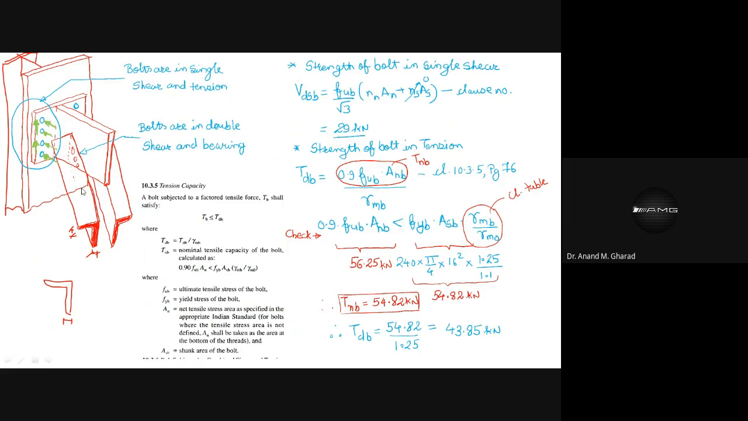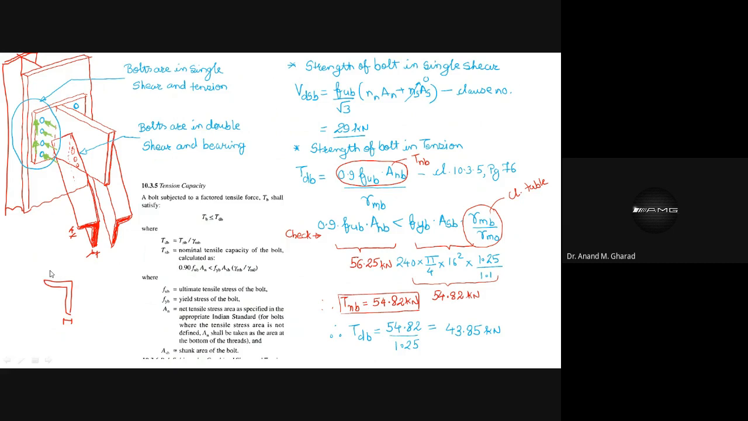Okay. Now, in order to check the capacity of this section 1-1, can you please tell me what type of shear and bearing effect these bolts will experience for this connection? Whether it will be single or double.